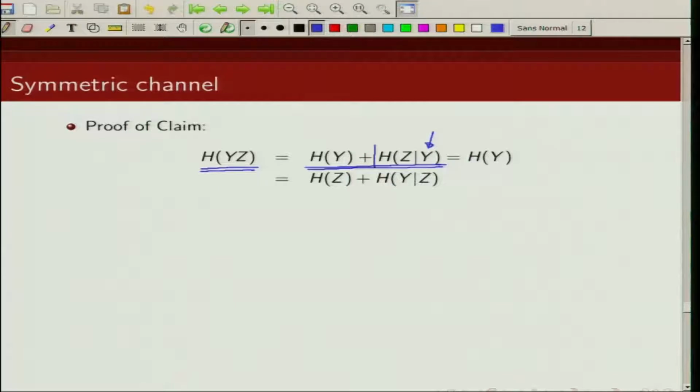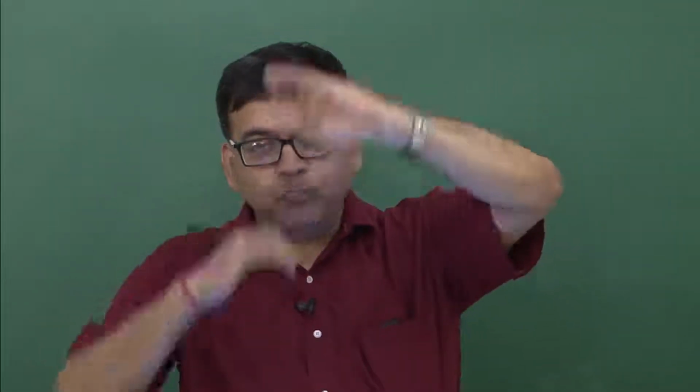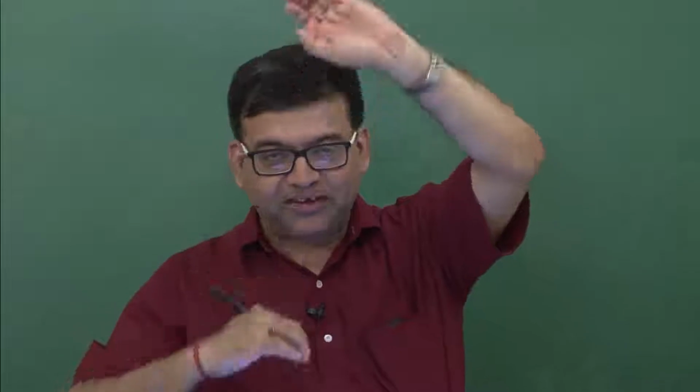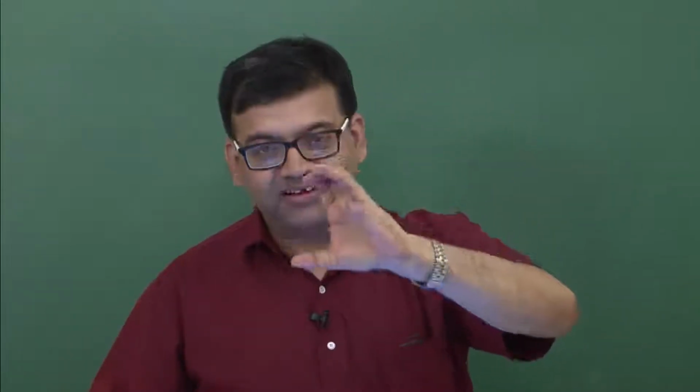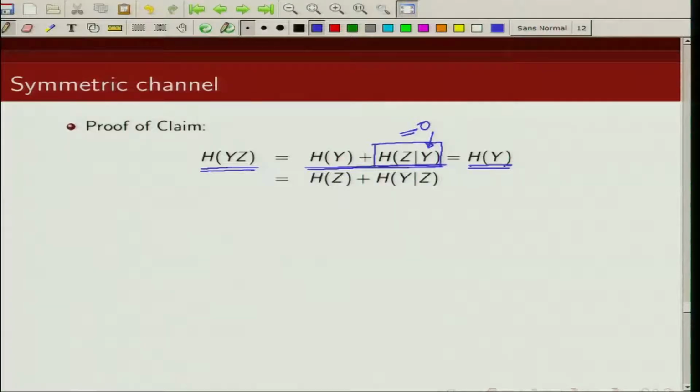So this quantity is 0, because if you tell me what y is, I know, because my output symbols, letters have been partitioned into disjoint sets. So if you tell me what y is, I know exactly which channel has been selected. So there is no uncertainty in z given y. Hence this can be written as uncertainty in y.